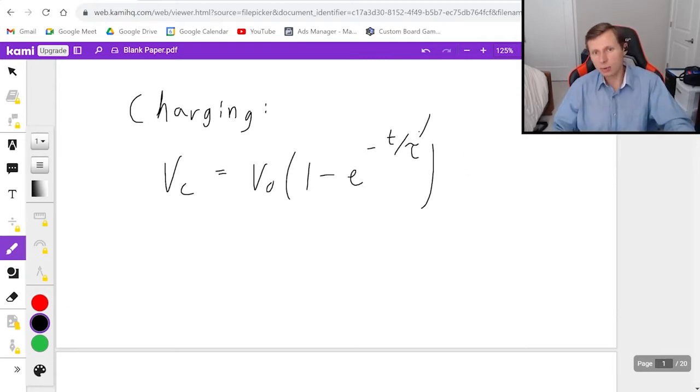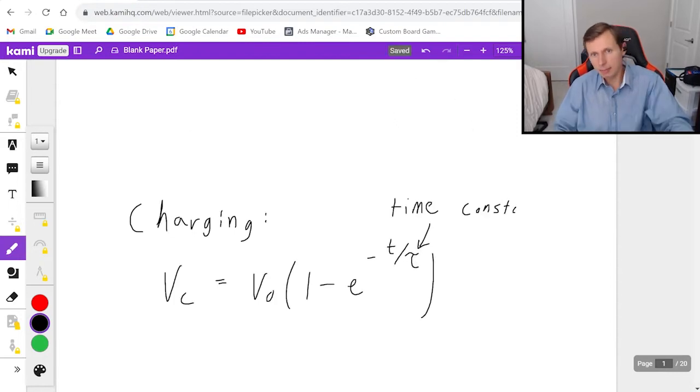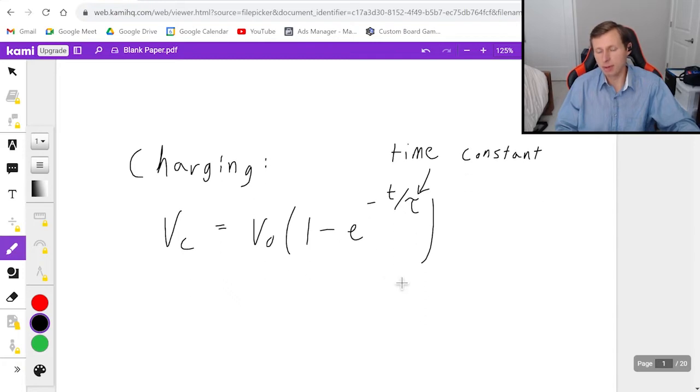Also, this tau right here is known as the time constant. Basically, the time constant describes how quick or how slow the response is to this charging capacitor. I'll explain that more in the graph that I'm about to draw in a minute. But first, tau has an equation. It's equal to R times C, the resistance times the capacitance.